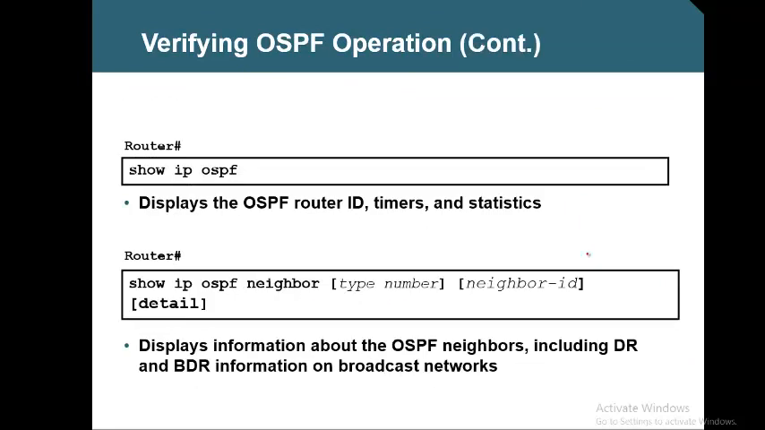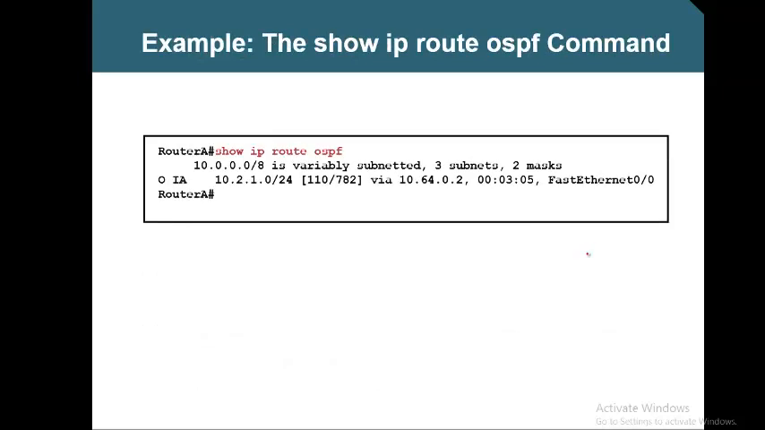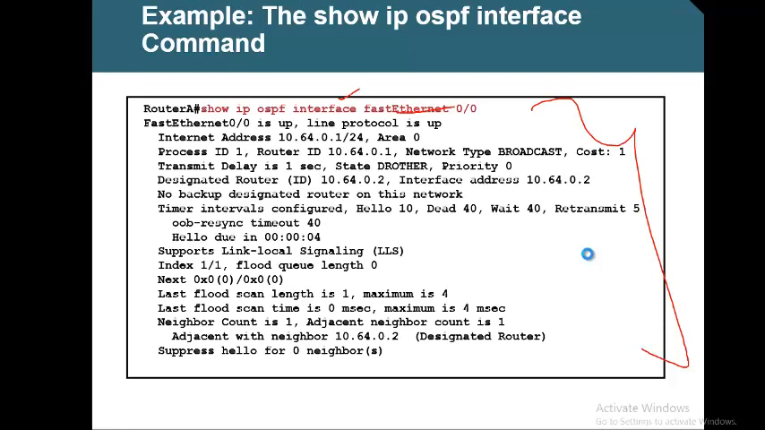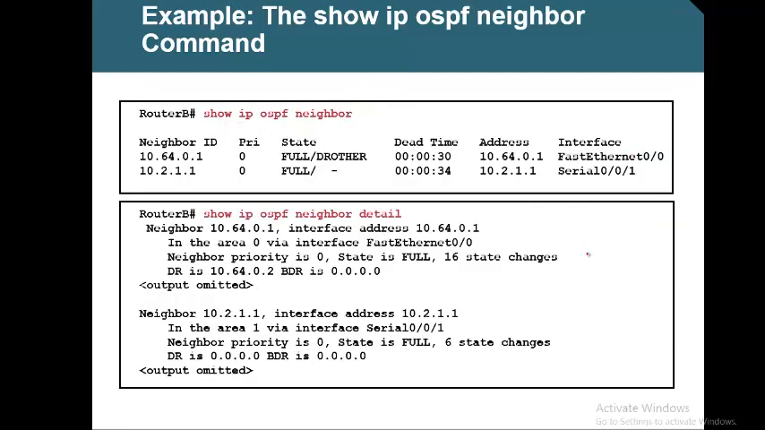Okay, show ip ospf neighbor, show ip route ospf. Neighbor shows whether it is full adjacency or two-way. Neighbor detail will also give you the same information in this manner.